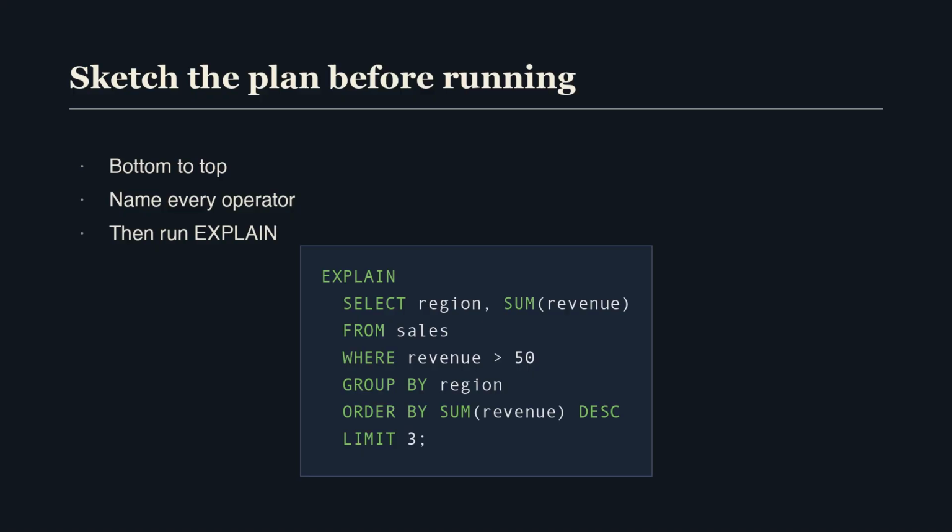Your turn. Pause the video. I'm going to give you a query. I want you to sketch the plan on paper before you run it. Bottom to top. Name every operator, then run, explain, and compare. The query is on screen. A single table group by with a filter, an order by, and a limit 3. Sketch the plan first. Bottom to top. Name every operator. Then run, explain, and compare.